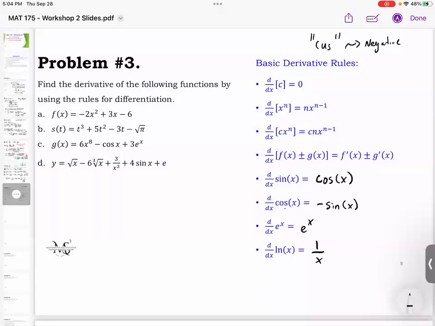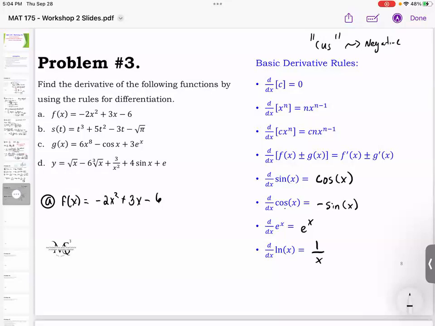All right. So let me show you how these derivative rules now come into play when I look at examples like parts A through D. If I begin with part A, it says that my function is f of x equals negative 2x squared plus 3x minus 6.